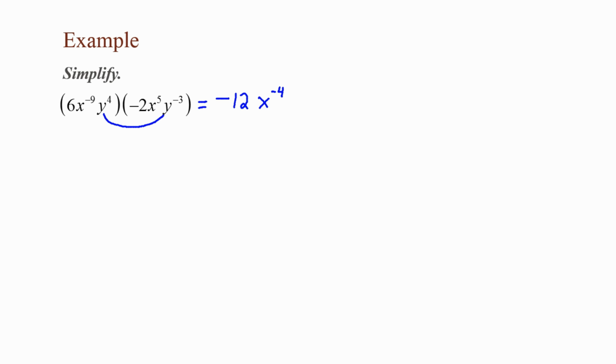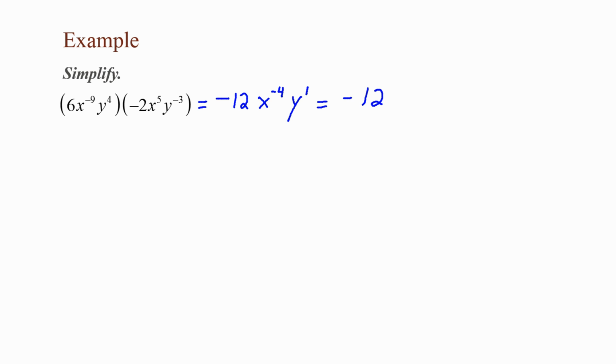Y to the 4th times y to the negative 3. 4 minus 3 is 1. So I have y to the first. And now I'm ready to deal with any negative exponents. I have a negative 12, but that exponent is a positive 1. So it stays in the numerator.